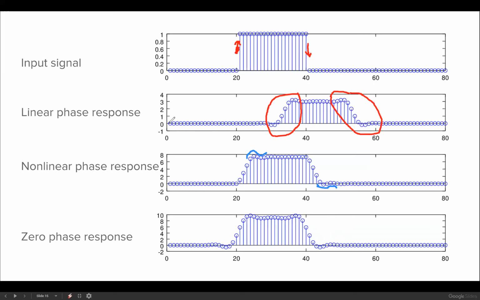So if you are required to have linear phase response on post-processed signals, then you might actually consider doing it with the IIR systems. IIR systems have non-linear phase response. The only way to get the linear phase response is to have a symmetrical finite impulse response system. Okay.